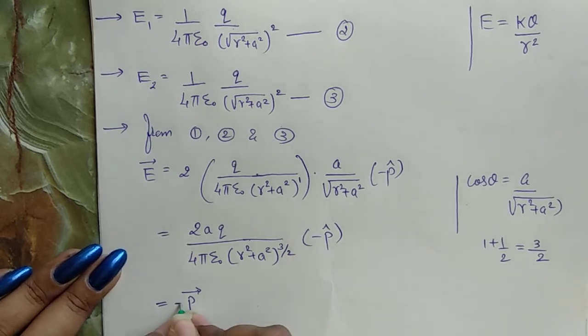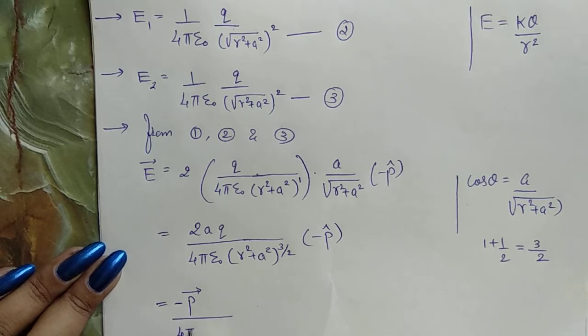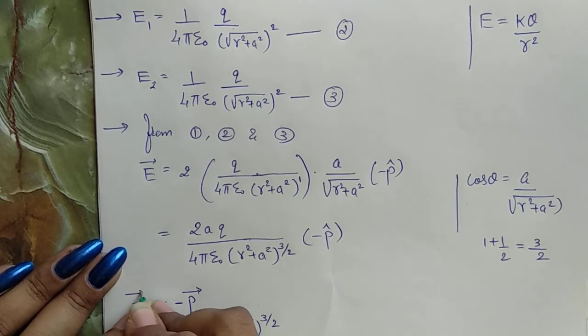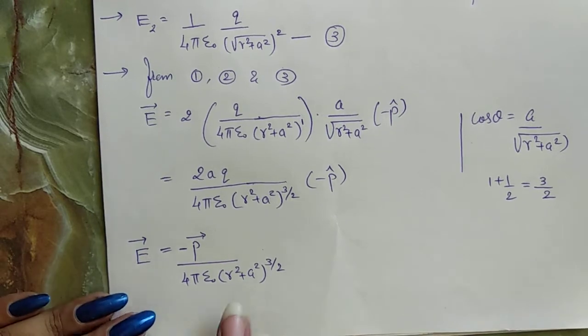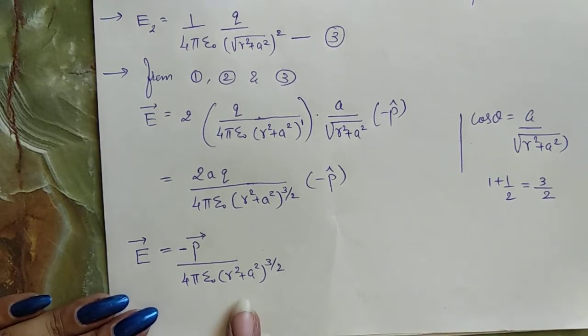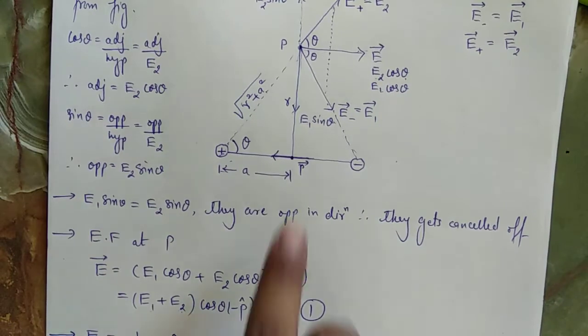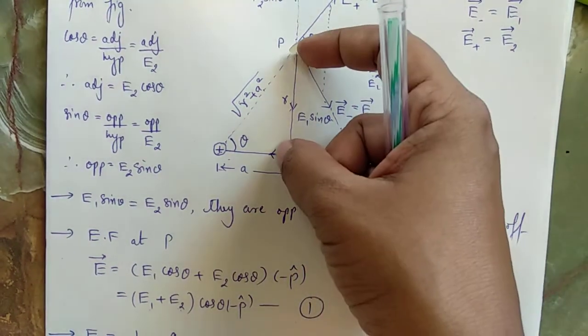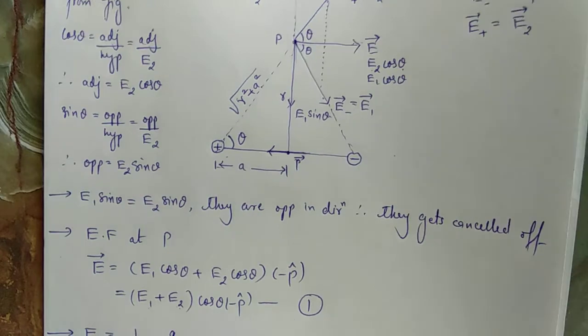This negative sign comes out as it is, divided by the same value. So this is our required equation for electric field at a point on the equatorial plane which is at a distance of r from the center of the dipole.